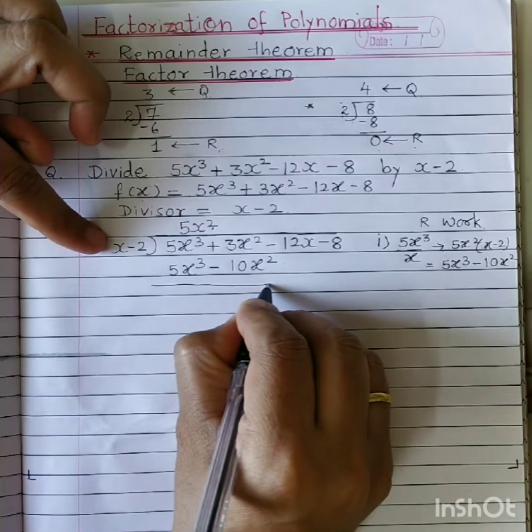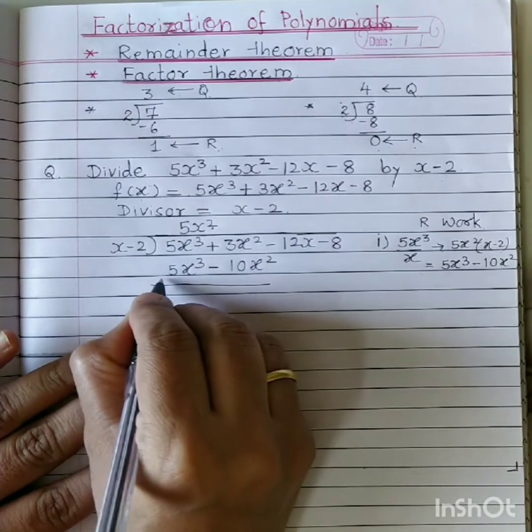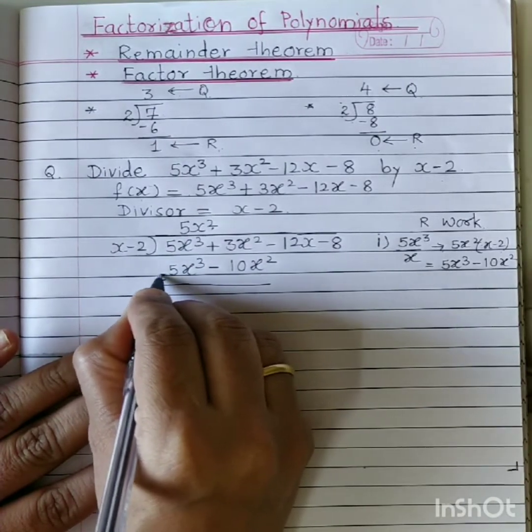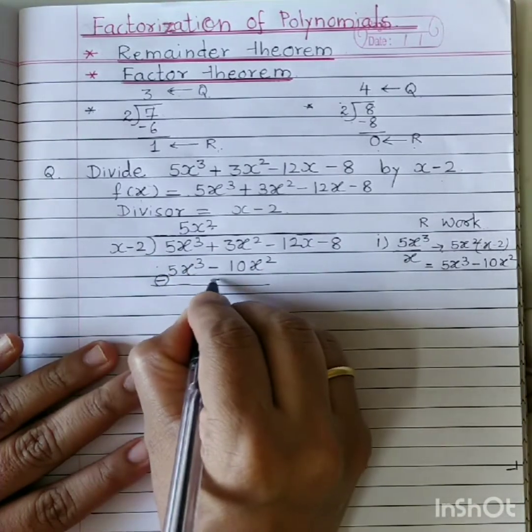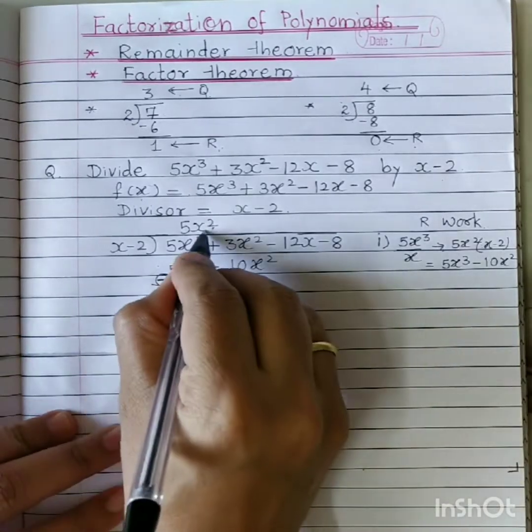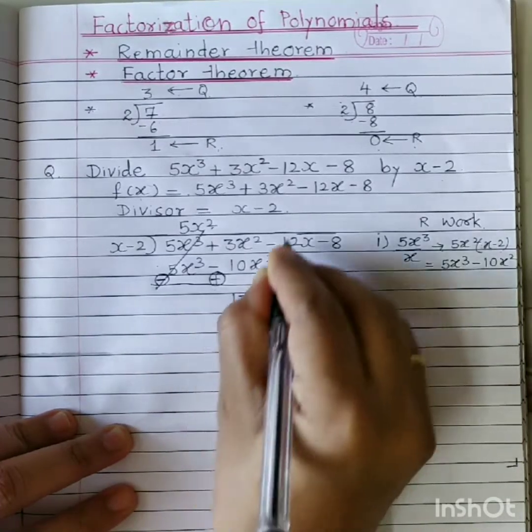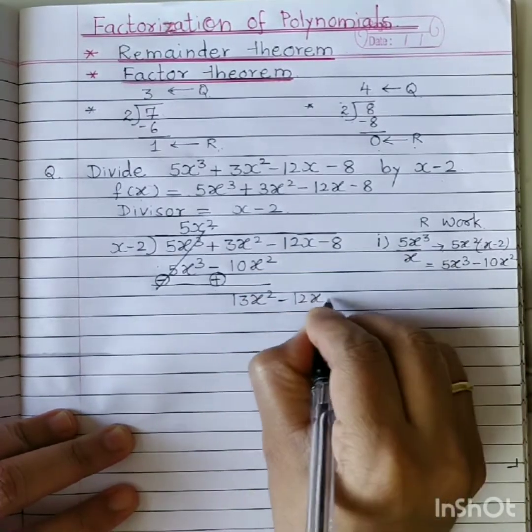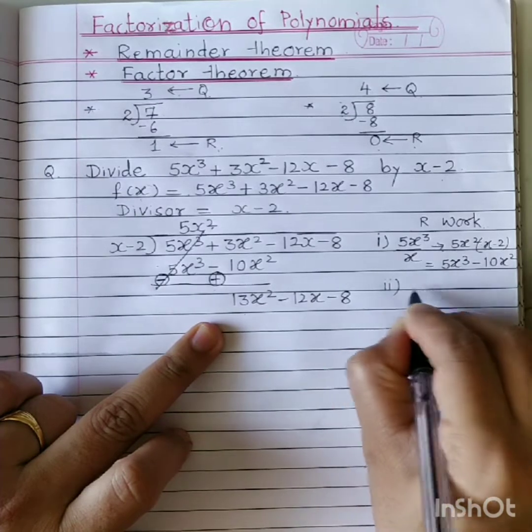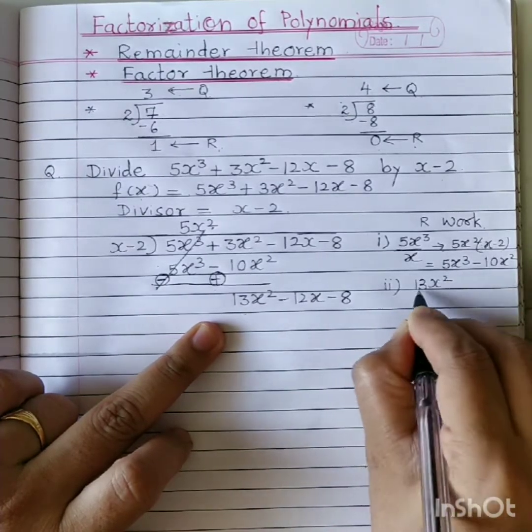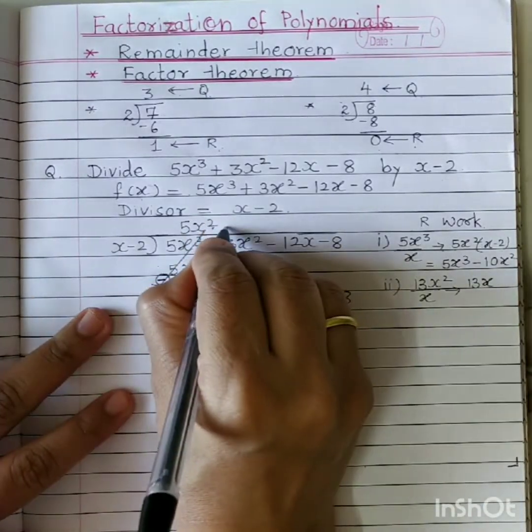Then since I am subtracting, you might remember that when we subtract polynomial expressions, we need to change the signs, as you have studied in algebraic expressions. Plus becomes minus and minus becomes plus. 5x cubed gets cancelled, plus 13x squared. What you take down is minus 12x minus 8. Again the same procedure. You have got 13x squared, you are dividing it by x.